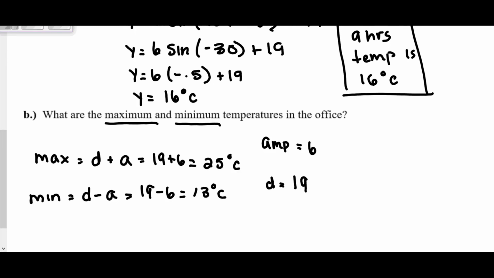So our max value is 19 plus 6, which is 25 degrees Celsius, and our min value is 19 minus 6, which is 13 degrees Celsius. So the hottest it gets in the office over the course of a day is 25 degrees Celsius, and the coldest it gets in this office over the course of a day is 13 degrees Celsius.